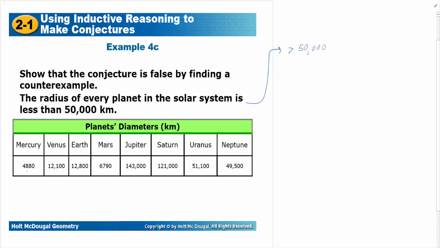If you look, yeah, we got less than here. That's good. Less than, less than, less than. However, we got Neptune, less than, but we got Jupiter, we got Saturn, we got Uranus. These are all counterexamples. So I have multiple counterexamples. You can use either one. You don't need all three. Once you found one of those three, you can make your statement. Therefore, the conjecture is false.